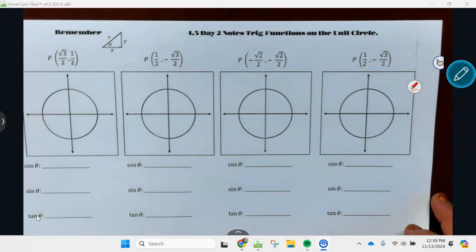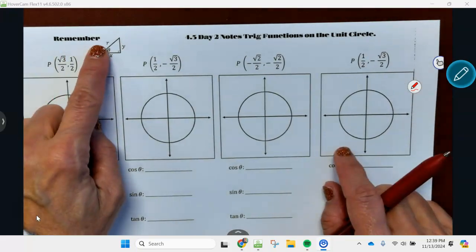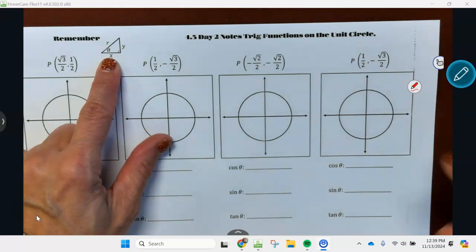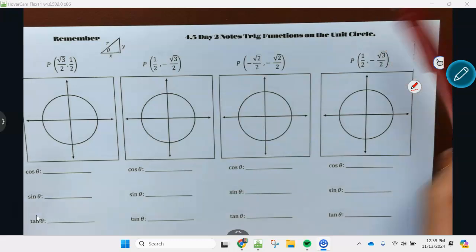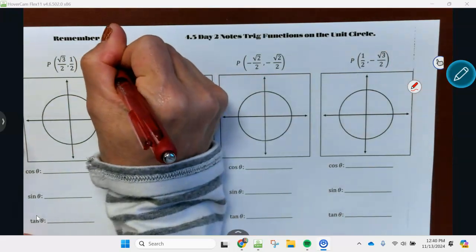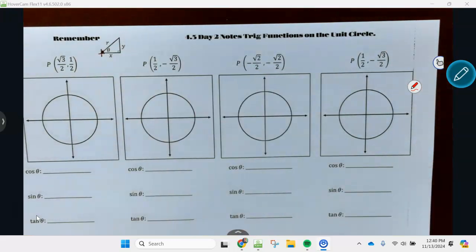Let's read the directions up here. Remember this. Here's what you need to remember. Theta is always anchored on the origin. The origin's not really drawn, but remember it's right here. Boom. Theta never changes on the coordinate grid in standard position.